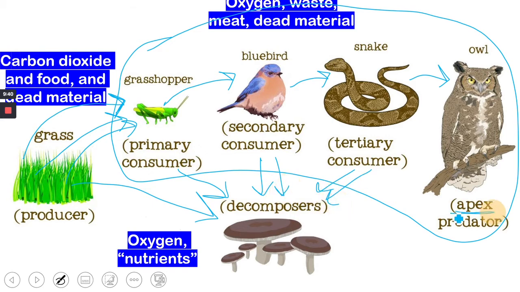Finally, we get to this guy. He's called the apex predator, meaning nothing else is eating him while he's alive. He's the top of the food chain, but eventually, even he will die, and his body will get consumed by the decomposers.